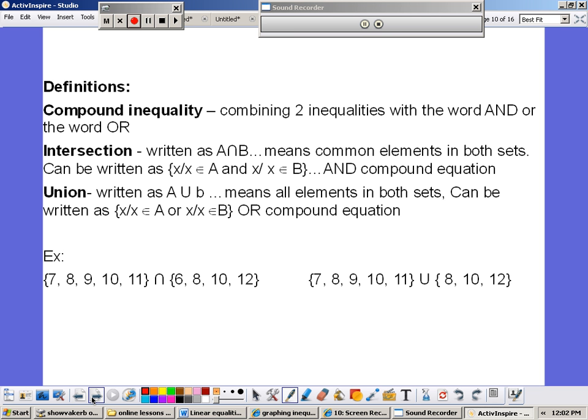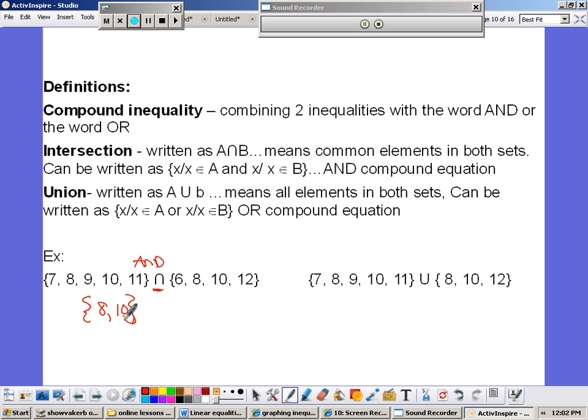So let me give you an example here. In this one, I only want the intersection because it's an and. So they have to be in both sets. 7 is not in both sets, but 8 is. 9 is not in both sets, but 10 is. 11 is not in both sets, so there's my and.